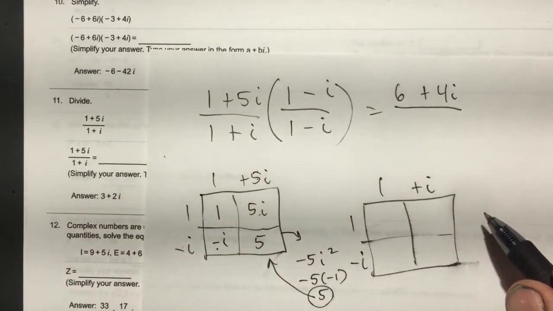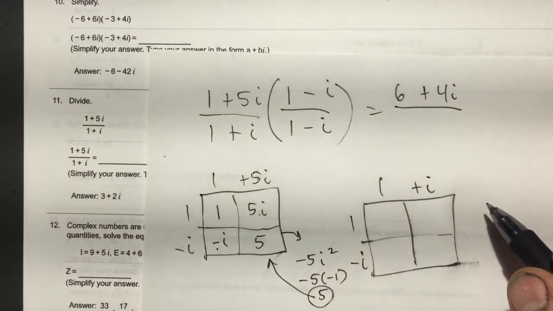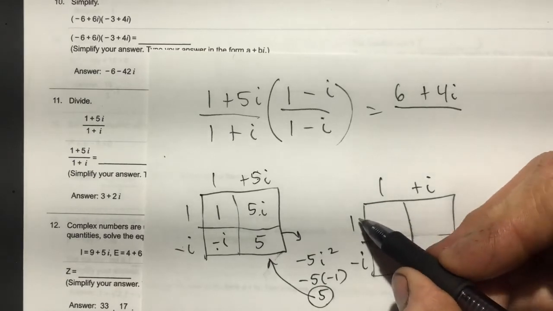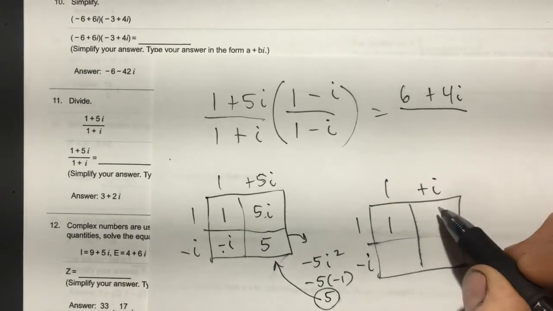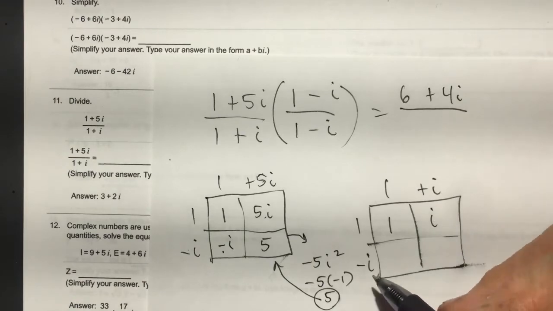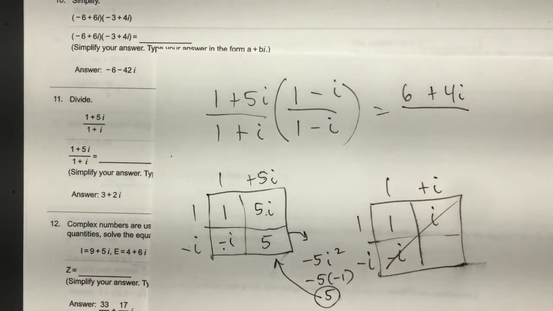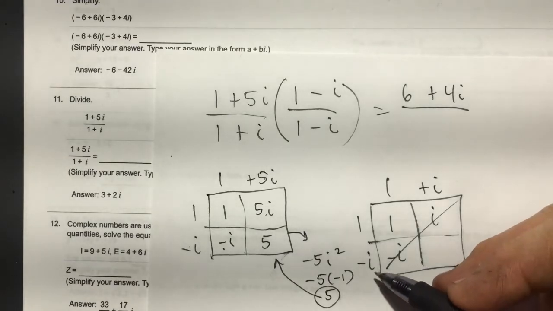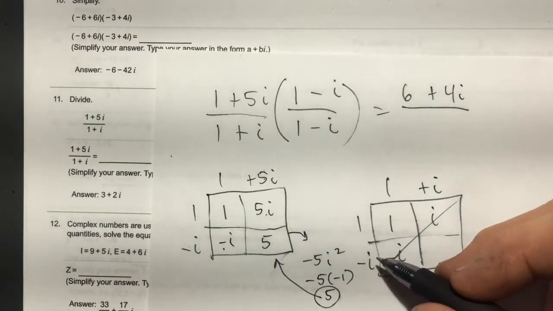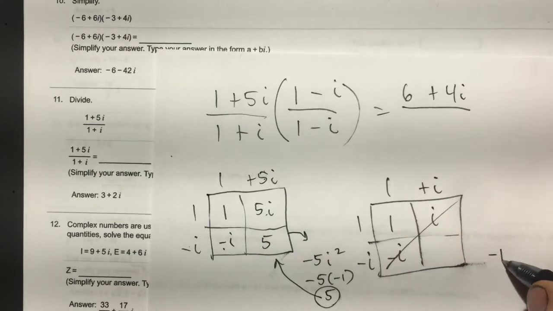And when you do your conjugates, remember your imaginary numbers should cancel. All right, let's see here. 1 times 1 is 1. 1 times i is i. 1 times negative i is negative i. And look here, they cancel like they're supposed to. That's what happens when you do conjugates. And then right here, I got negative i times i. All right, negative 1 times positive 1 is negative 1.